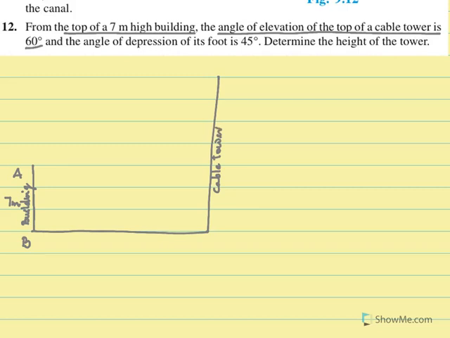And again, let me read now. From the top of a 7-meter high building. So my observation, where am I observing? From the top. This is the top of the building. From the top of the building, let me underline that. From the top of a 7-meter high building, the angle of elevation of the top of the cable tower. So from the top of the building, I am looking at the top of the cable tower. This is top of the tower.